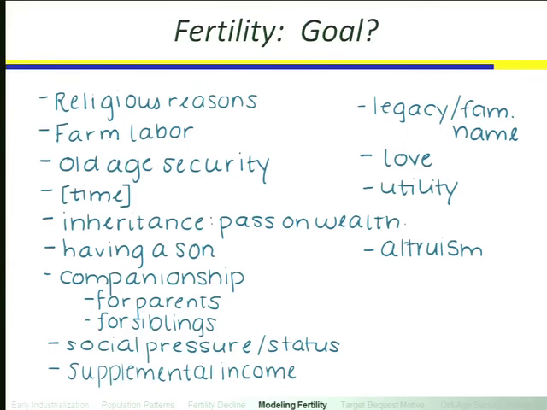I'm going to have children because I want to have a son. Not a goal. It might determine how many children you have, but why do you want to have a son? I want to have children because I want to have a son because a son will take care of me in my old age. Or I want to have children because I want to have a son because a son will take over the family farm.